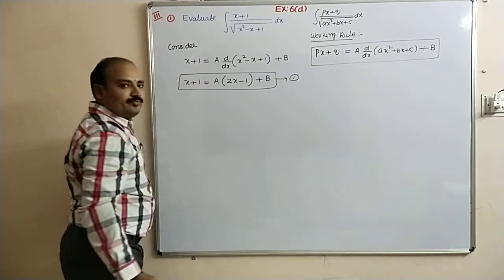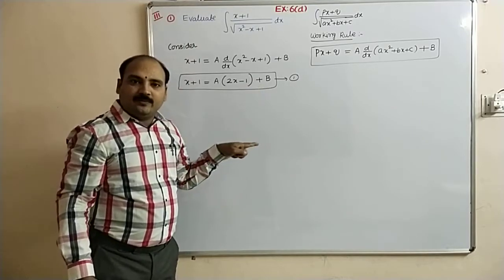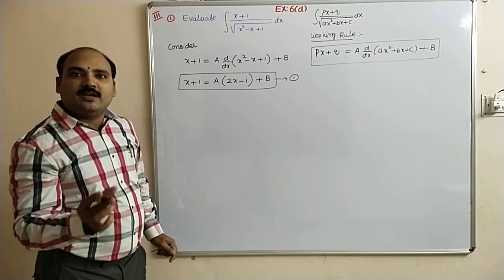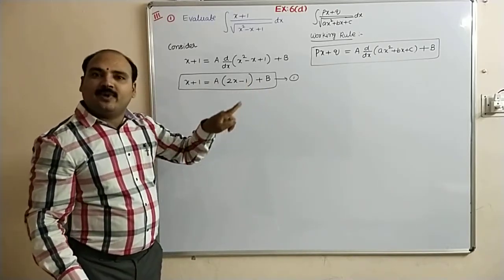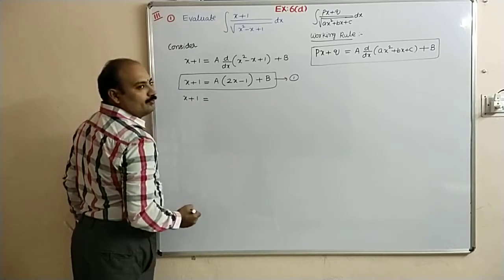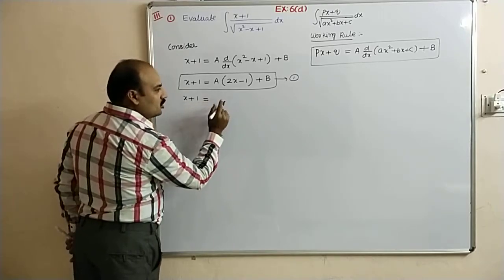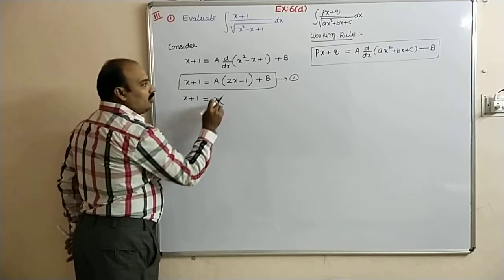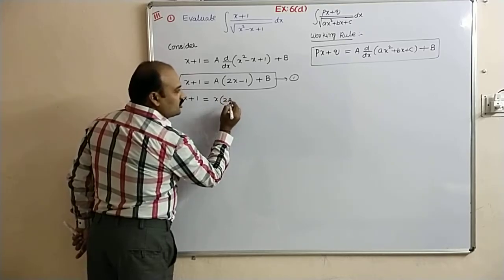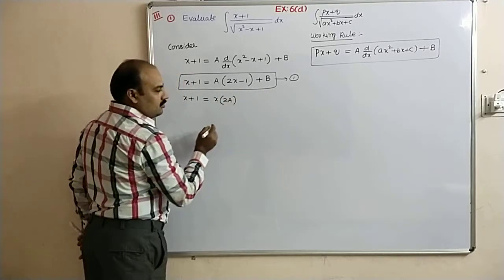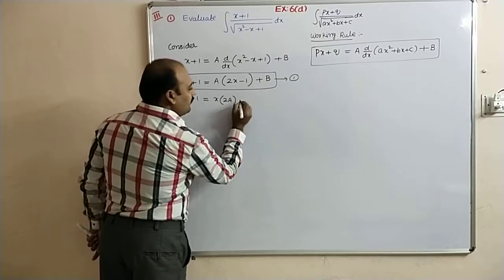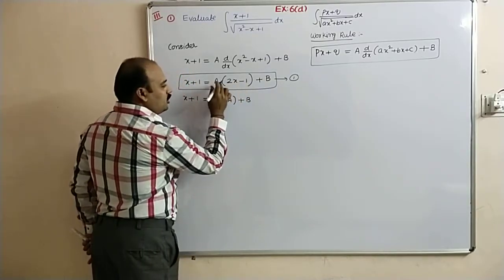After that, what do we have to do? To get the values of A and B, equate like coefficients on both sides and solve the equations simultaneously to get the values of A and B. See here, x plus 1 equals, here the x term and constant are there. First you can take x common: 2ax, that is A into 2x is 2ax. So the x coefficient is 2a. There is no other x term here. After that, the constants: plus B minus 1 into A, minus A.